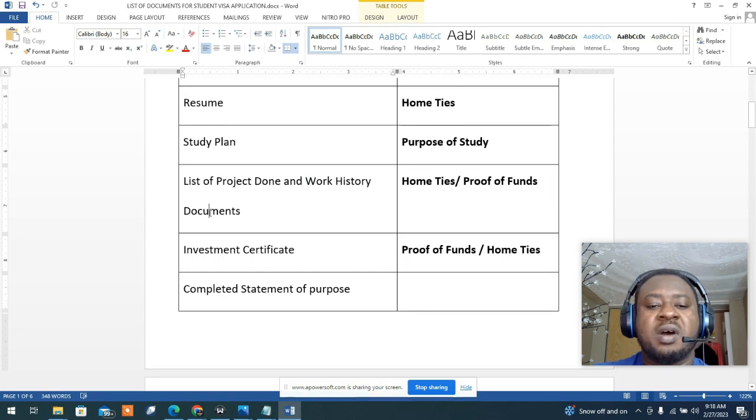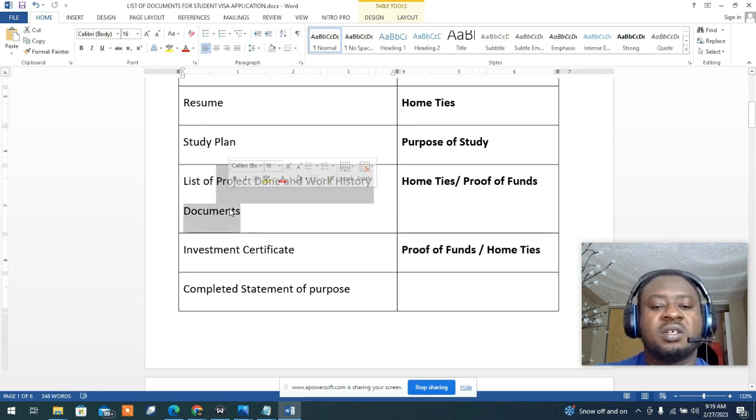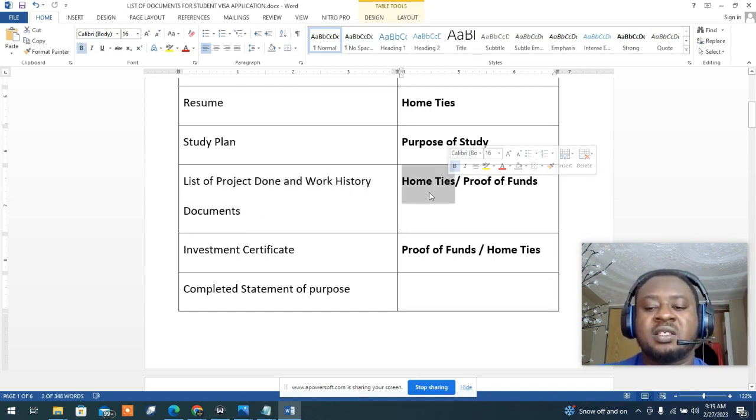For example, maybe you have worked in many places and you have some documents to show for it. These documents are relative. It depends on your kind of work. Maybe you are a programmer, you are a contractor, you have a list of documents. Maybe you are into real estate or construction. You have some documents to show that you have done some jobs for some clients. So they can serve as home ties or even as proof of funds.